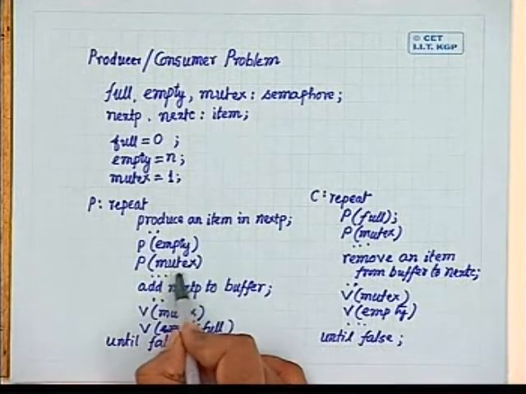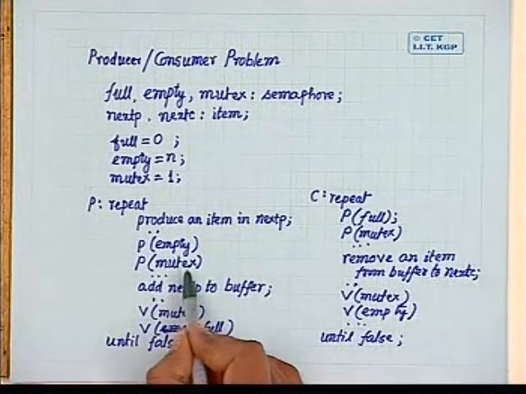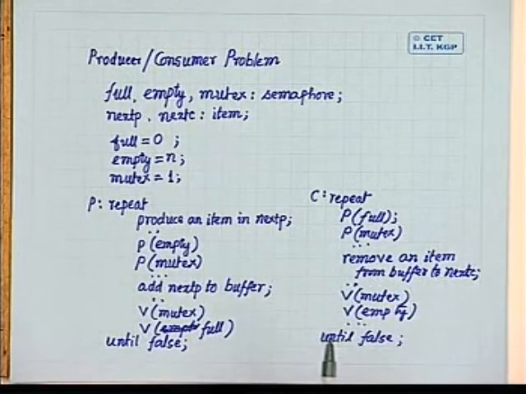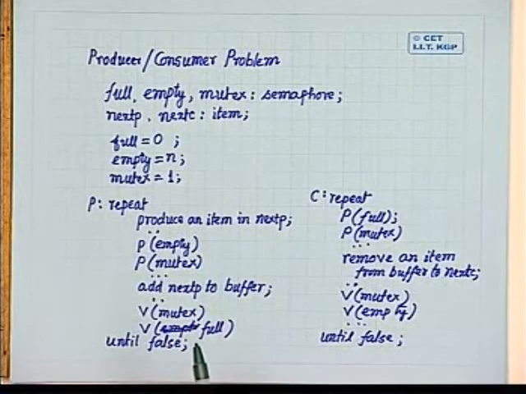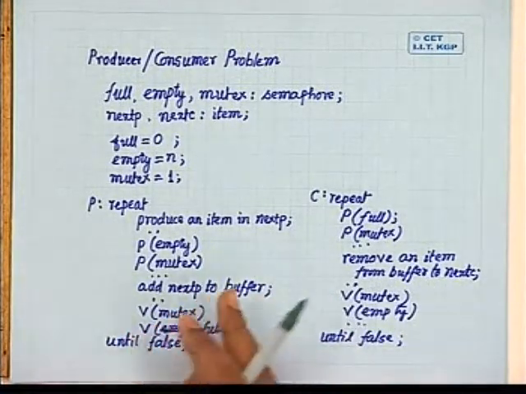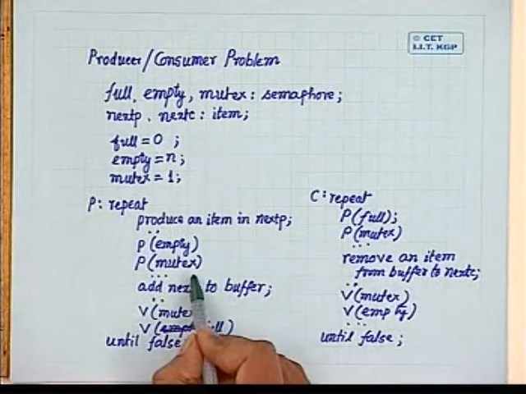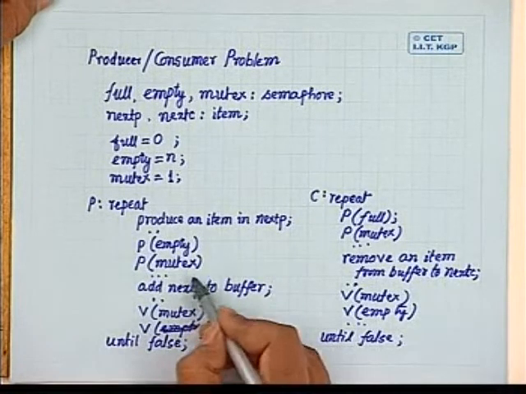And this mutex semaphore variable allows only either the producer process or the consumer process to access the buffer at a time. So it maintains the mutual exclusion of the buffer. Both producer process and consumer process cannot access the buffer at the same instant of time. That is ensured by this mutex semaphore variable, right?